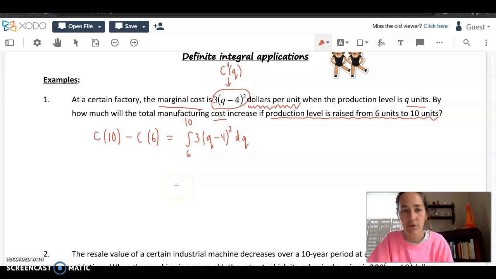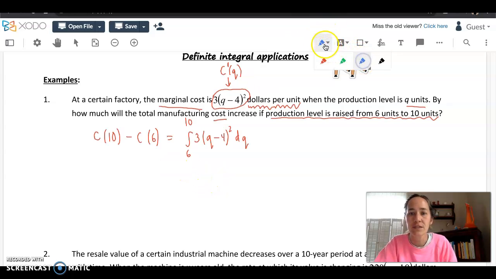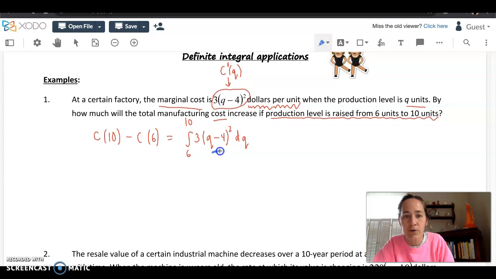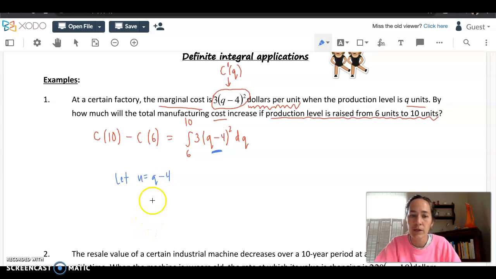Feel free to pause the video and try this one on your own because I am confident you could take it from here. My humble advice is that you don't FOIL out and simplify. I think this one's a lot cleaner using U substitution since I see that q minus 4 inside the parentheses and a squaring outside. So this makes me think of letting u equal the innermost part of the function, let u equal q minus 4.